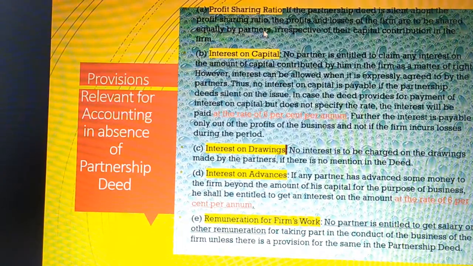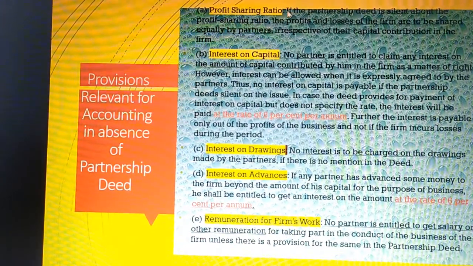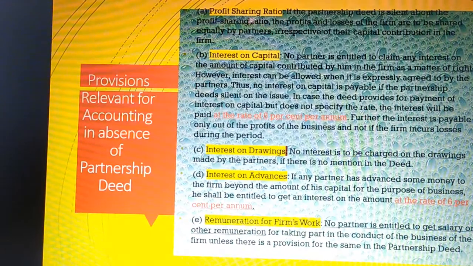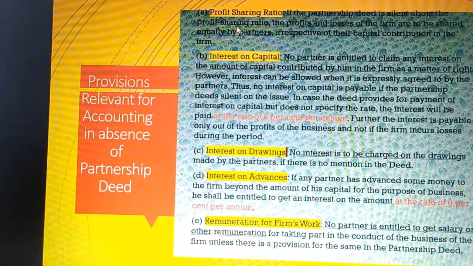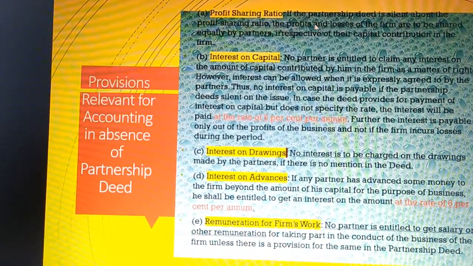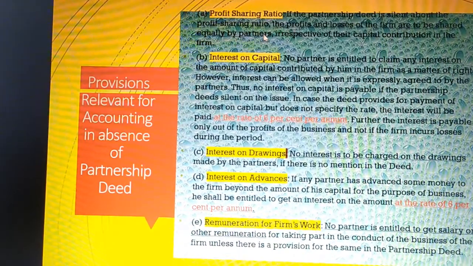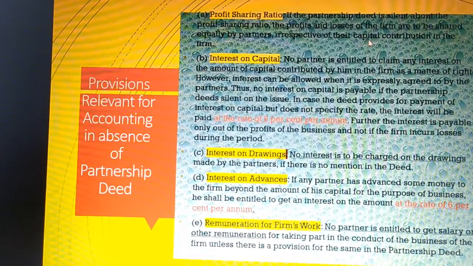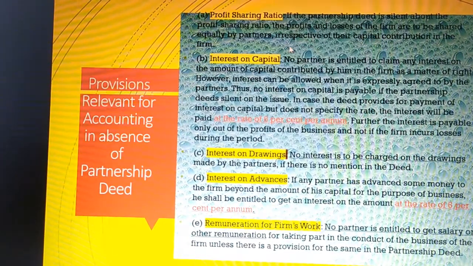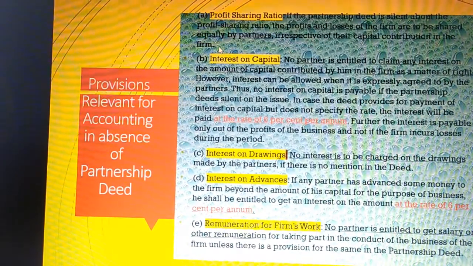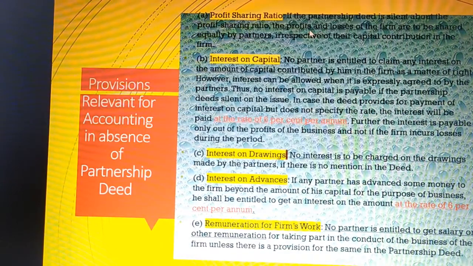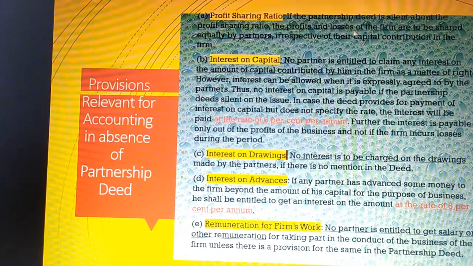In this case, because there is no mention of profit sharing ratio in the deed, or if they didn't write any partnership deed, then the profit or loss will be shared equally by all the partners. Even though one partner has more capital contribution than the other, he cannot claim to have a bigger share in the profit. It will be distributed equally, whether it's profit or loss.